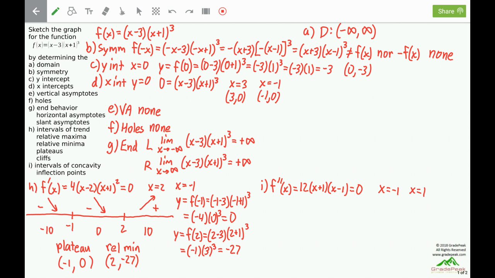We'll check to see which of these are in the domain. The domain's all real numbers. x equals negative 1 is a real number. x equals positive 1 is a real number. They are both real numbers. They are both in the domain. They are both candidate numbers.